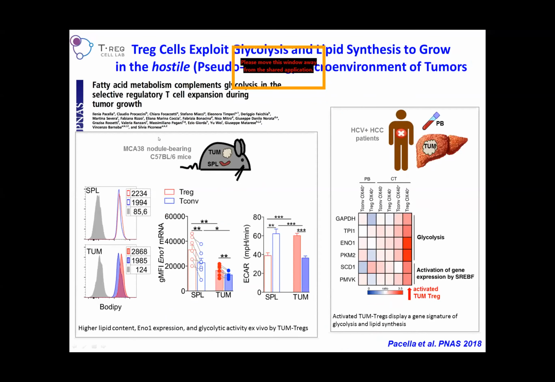Of course, we could block pseudo-starvation during tumor growth or during infections, for instance. Or we can boost pseudo-starvation signals to boost tolerance in autoimmunity. So this is basically what we are thinking of doing over time in our laboratory. Now, let's bring you some other examples in human settings.